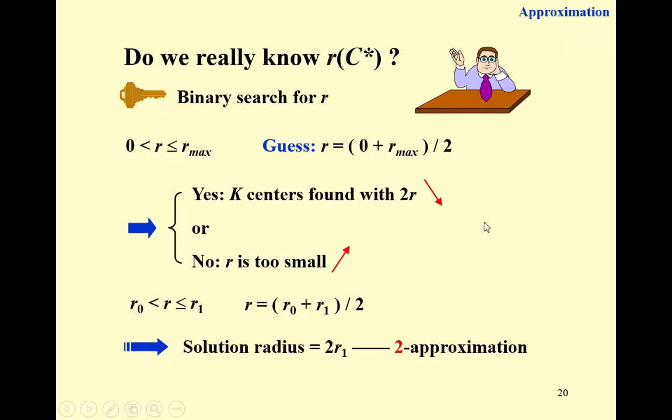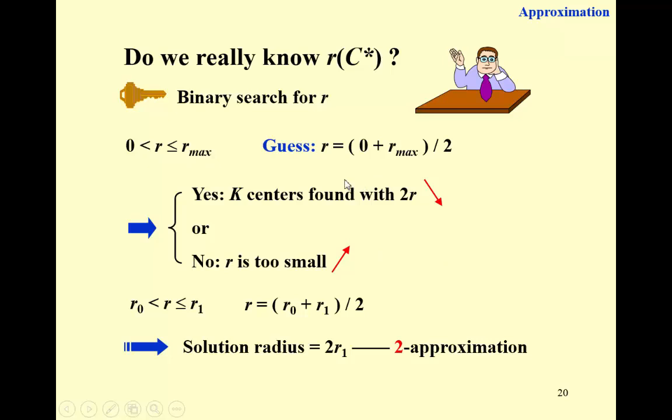What about the time complexity? This is binary search, right? So eventually it's going to converge, say it takes log r iterations. And each time the greedy algorithm runs in polynomial time, so altogether it is a polynomial approximation.